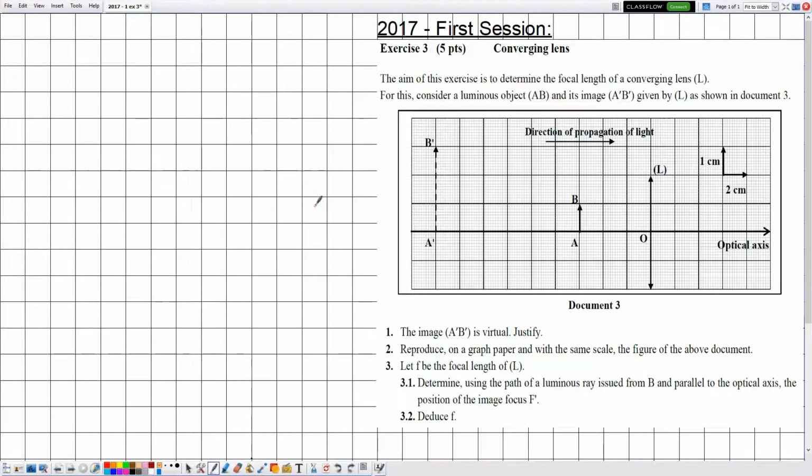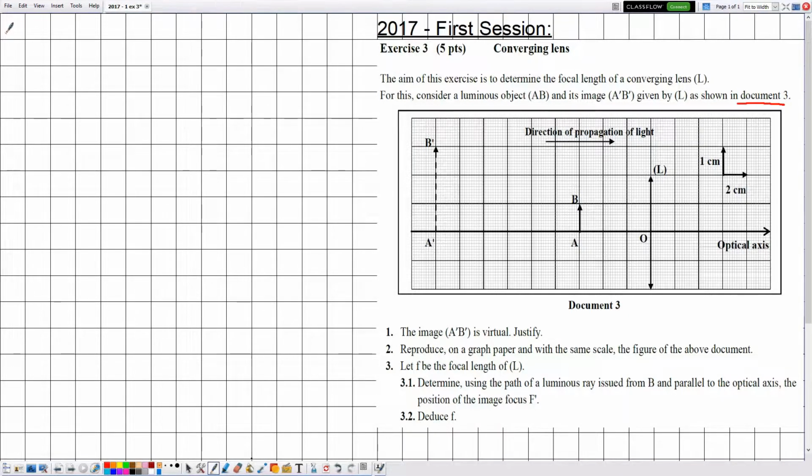In this one we are going to solve an exercise related to optics in the chapters of lenses and formation of images. This exercise was a previous one in the Brevet exams in 2017, first session, third exercise. The title of this exercise is converging lens. The aim of this exercise is to determine the focal length of a converging lens L. For this, consider a luminous object AB and its image A prime B prime given by L as shown in document 3. They mentioned the document, so now I can use it.